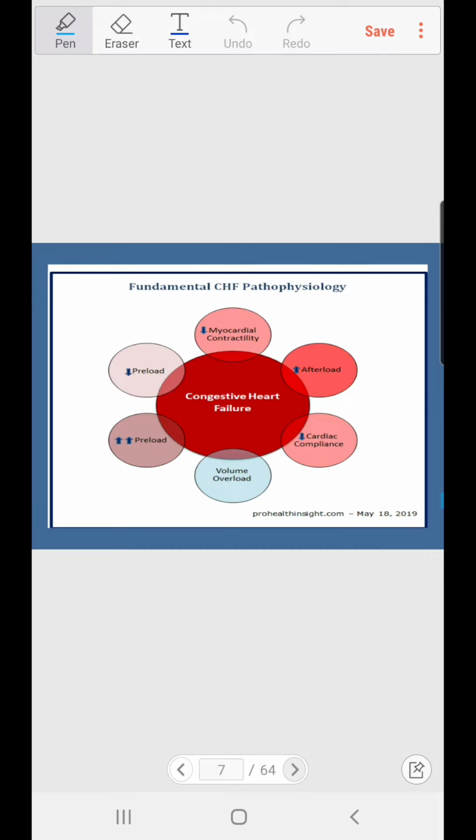This is congestive heart failure pathophysiology, the different problems with the condition. The main ones are myocardial contractility or cardiac compliance decreased, and volume overload, decreased preload, increased afterload.